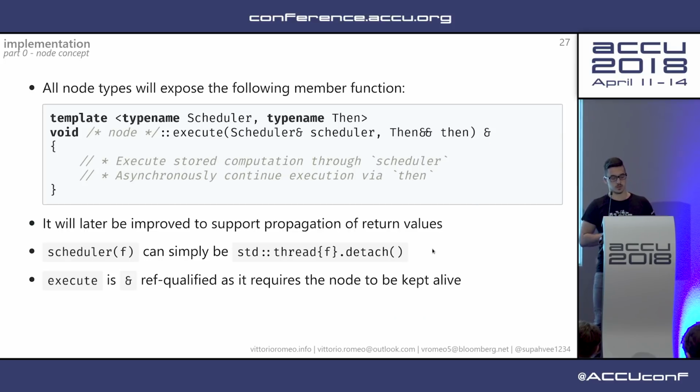If you're still confused about the scheduler, an example can be a simple callable object that, whatever computation you give it, it simply calls std::thread of f dot detach. So that's a very simple, not really smart asynchronous scheduler, but that will do for our examples.